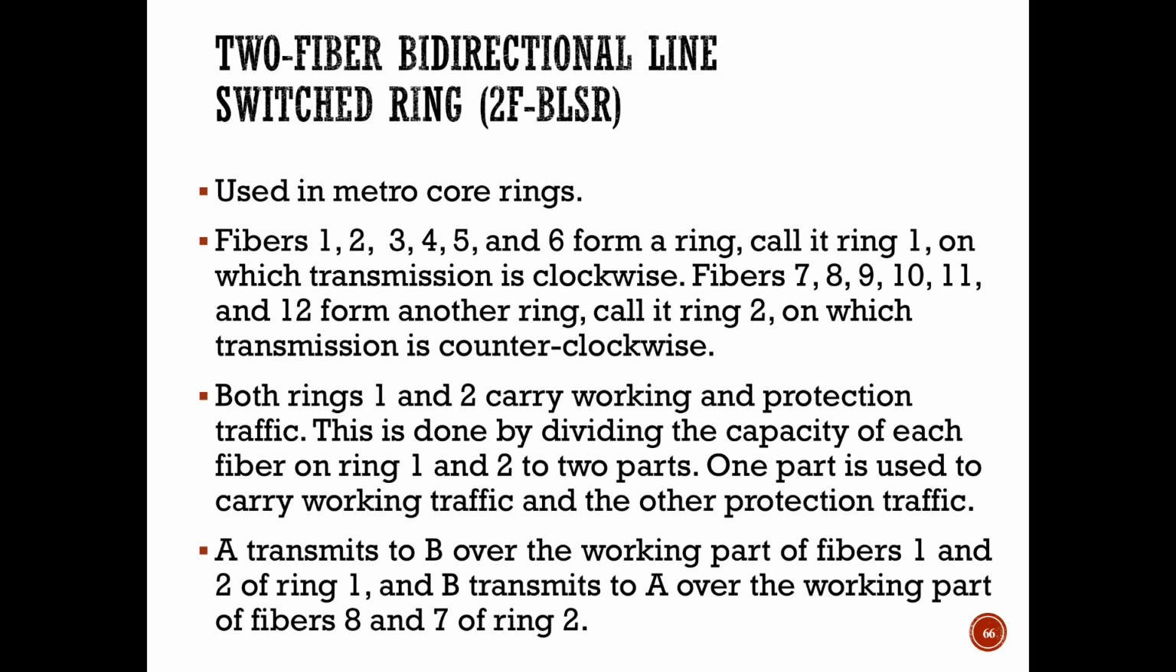This is done by dividing the capacity of each fiber on ring 1 and 2 into two parts. One part is used to carry working traffic and the other protection traffic. A transmits to B over the working part of fibers 1 and 2 of ring 1, and B transmits to A over the working part of fibers 8 and 7 of ring 2.